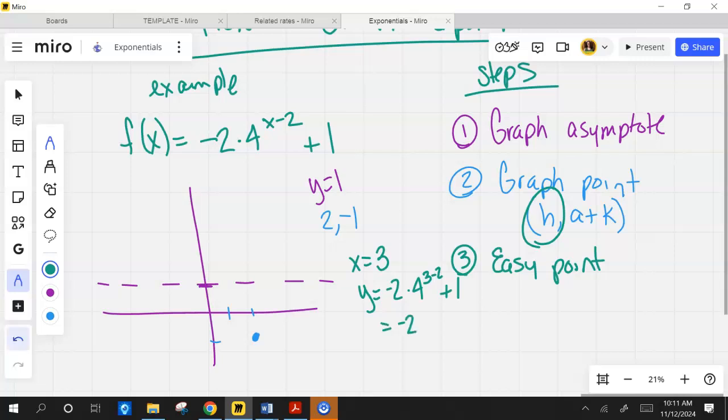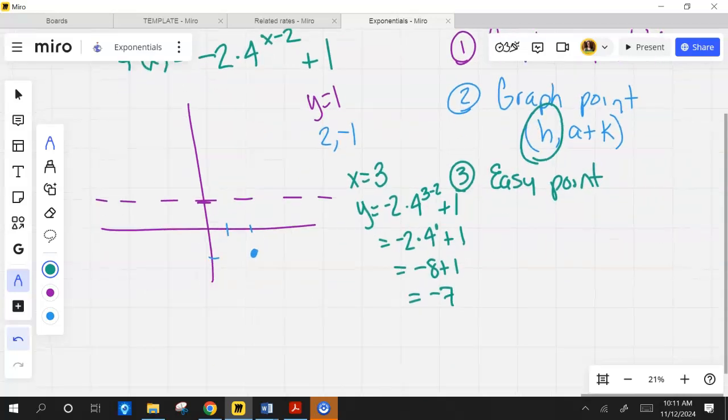All right, exponents come first. 4 to the first power. So that's -8 plus 1, which is -7. You only need 2 points to graph these. 1, 2, 3, 4, 5, 6.